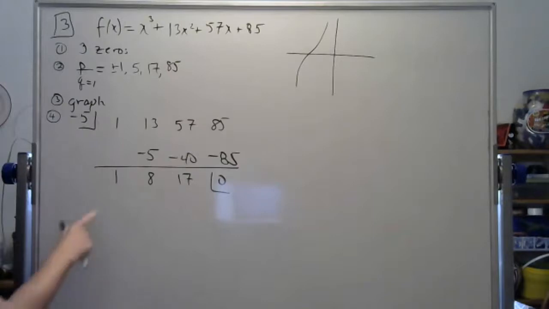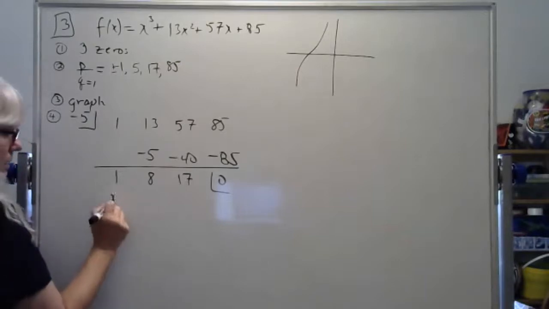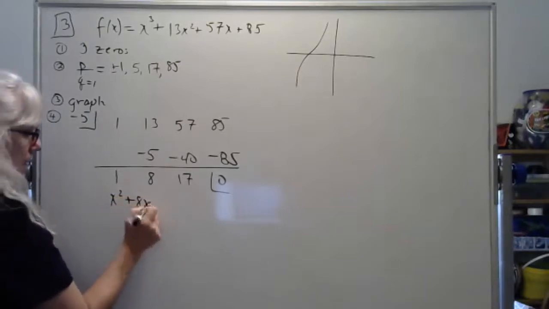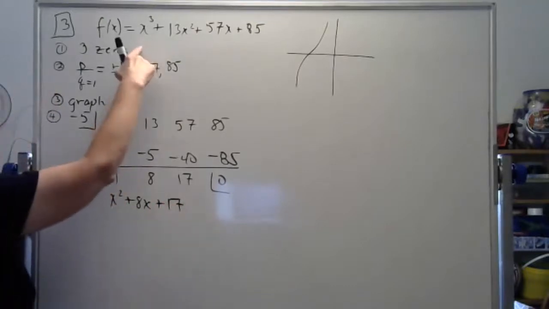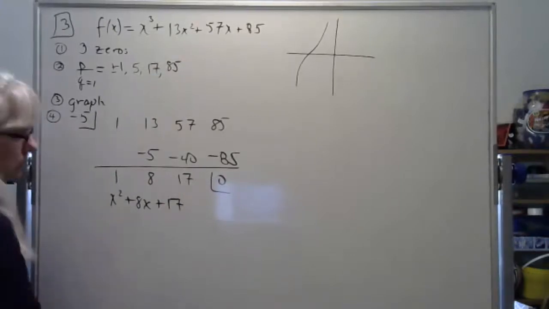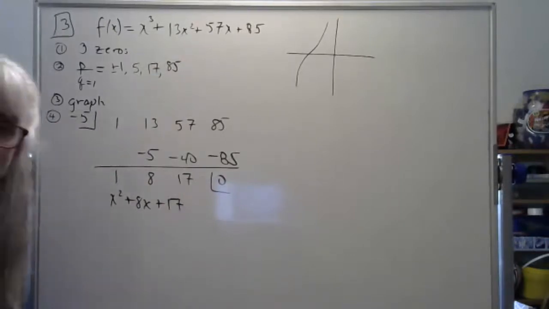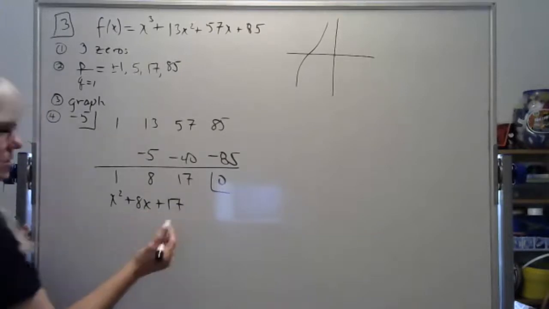Okay, what's left down here is our quadratic equation. So this would be x squared plus 8x plus 17. And I know it's a quadratic because we started off with an x cubed. We divided out one of the x's. That leaves us with an x squared. Unfortunately, it does not factor. There are no factors of 17 that are going to add to 8. So we have to go to the quadratic formula.